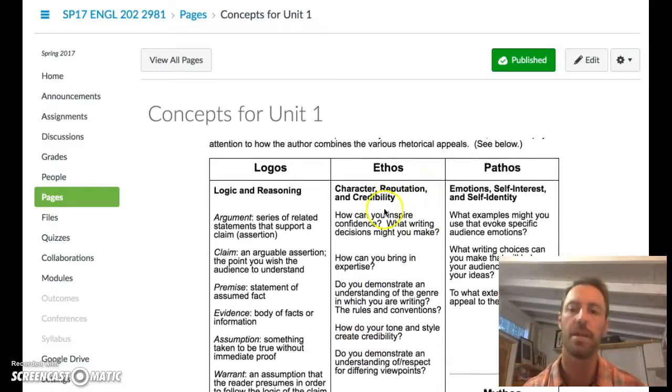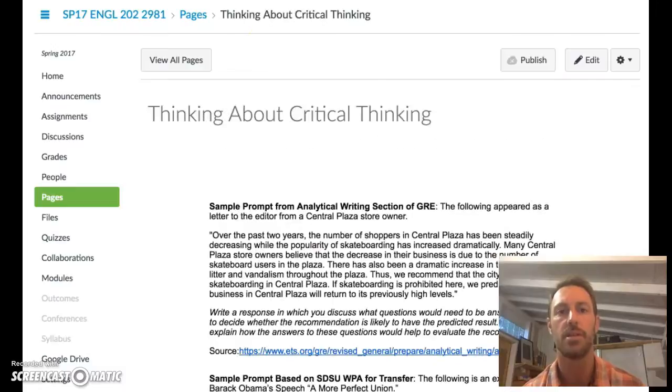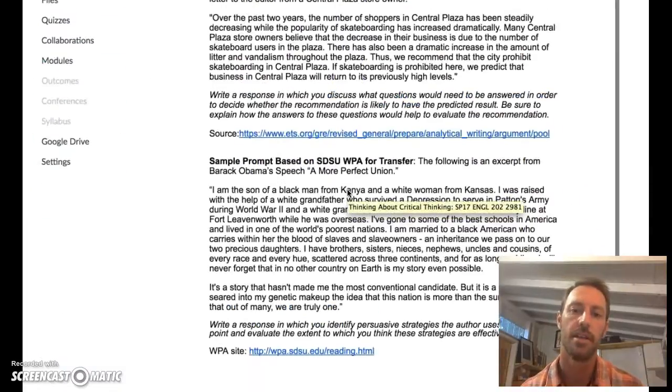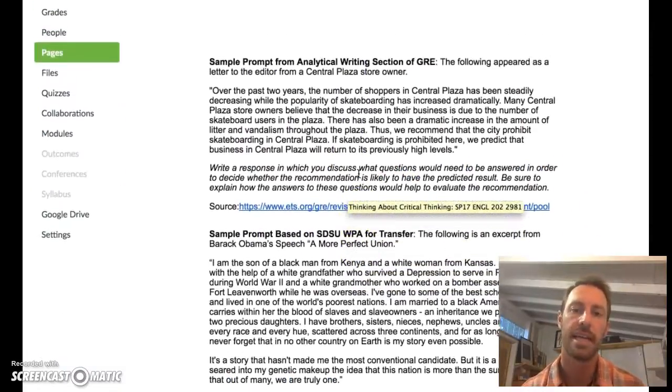And I want to talk briefly about these concepts, but I think the best way of doing this is to see the concepts in action. And so to do that, I want to return to this document. This is the document that I provided that gives you examples of what higher ed institutions are looking for when it comes to students' critical thinking and argument. And this first example is actually from the graduate school exam.